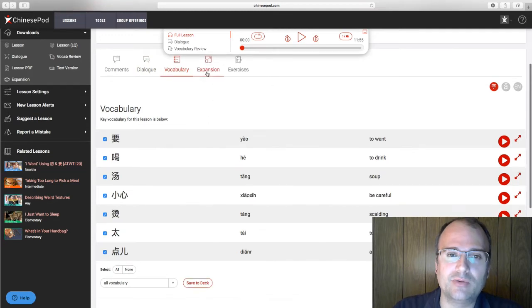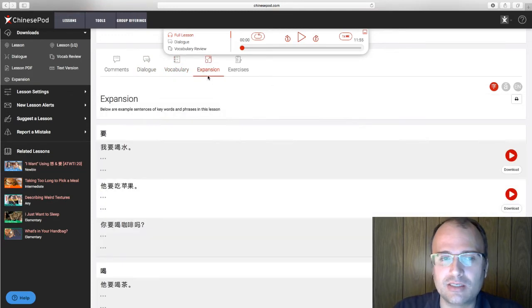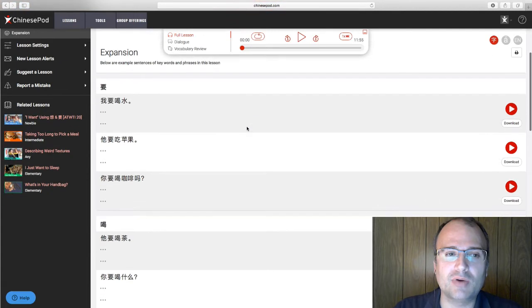Vocabulary tab, again there to help you. Next, expansion sentences. What I would often do is take a piece of paper and actually cover up this side of the screen so I couldn't see any of this. And then I would just play them one at a time.